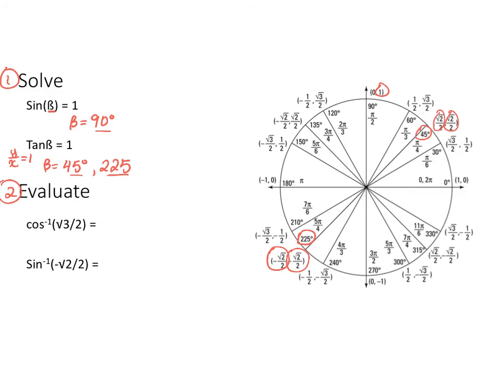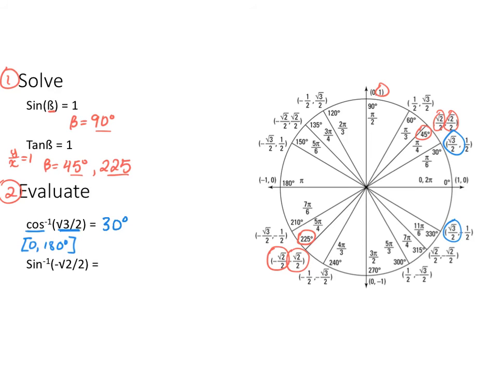Number 2 says to evaluate cosine inverse of square root 3 over 2. So I want to find, when does cosine equal square root 3 over 2? Well, there are 2 places where that's going to happen. Cosine, if you remember, is the x coordinate. So here is 30 degrees. And the other place that cosine is square root 3 over 2 is at 330 degrees. However, when I'm doing the cosine inverse, I only want to return the one in the appropriate range. Cosine's range is 0 to 180 degrees. So the angle measurement that I will use for this answer will be a 30-degree angle measurement.